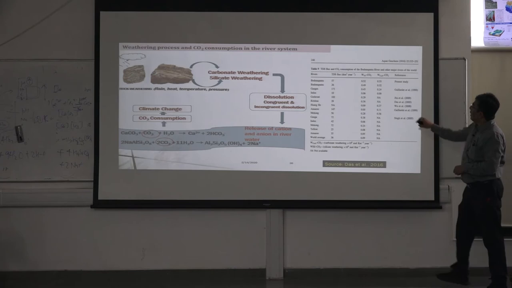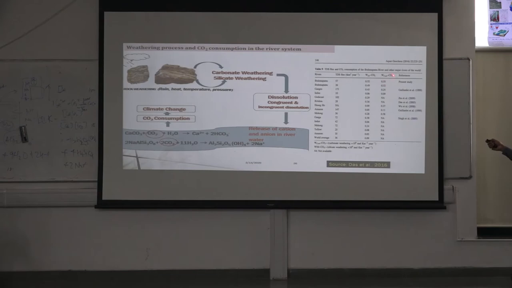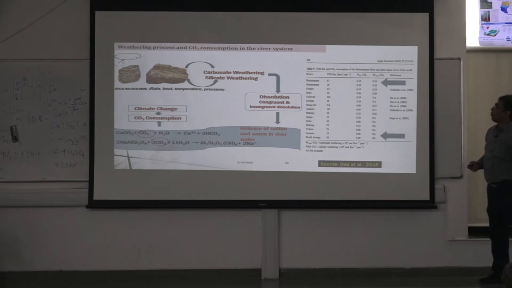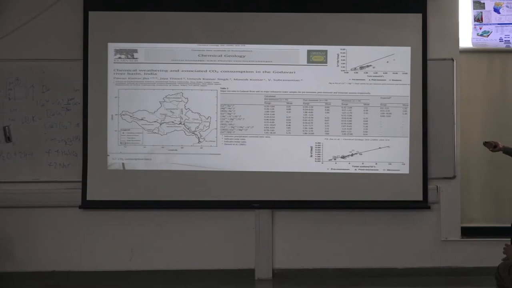And carbonate weathering is much higher. The CO2 consumption due to carbonate weathering is much higher in the Brahmaputra, but in Ganga, the CO2 consumption due to silicate weathering is high. So these things we can calculate. If you want to know, this is the world average and like that. This is also published, we have done it for the Godavari river basin.